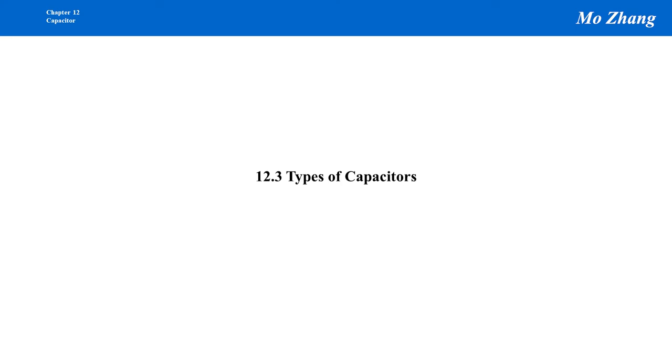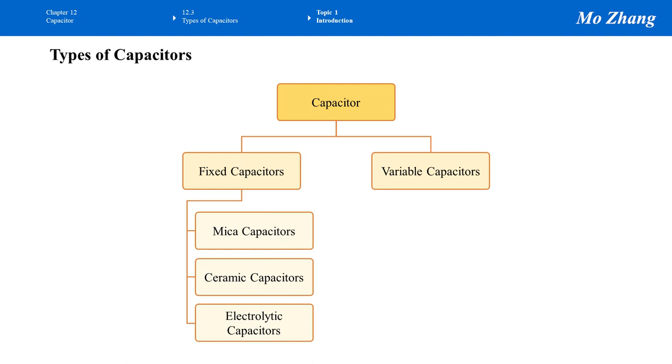12.3 Types of Capacitors. Capacitors are mainly categorized into two different categories: fixed capacitors and variable capacitors. These are the two main categories.